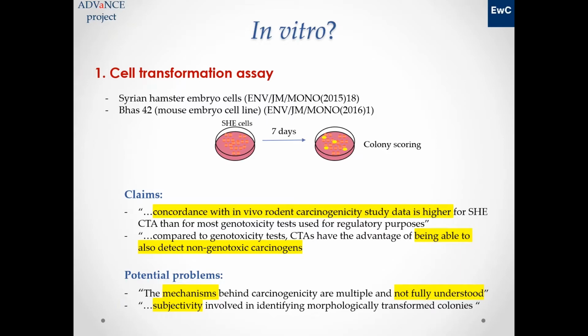The problem, however, is that the mechanisms behind it are not really fully understood, so we are dealing with a bit of a black box, and we have real subjectivity of scoring. So these are 2 main problems which still have to be addressed, and that's why this assay is not really gaining, I must say, much popularity.